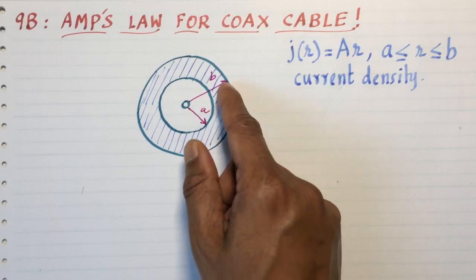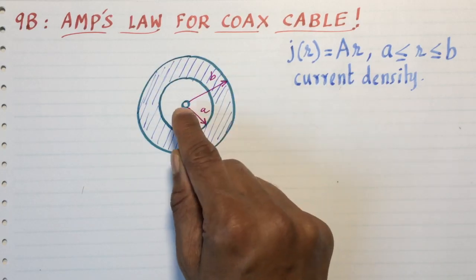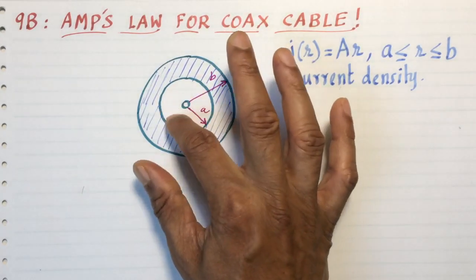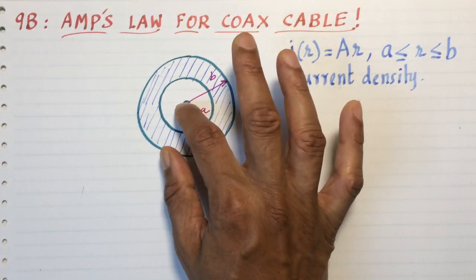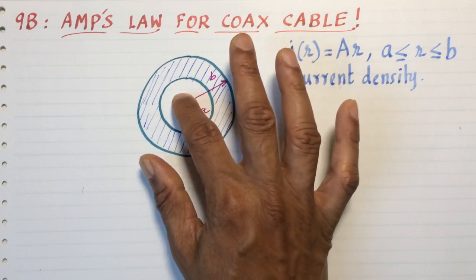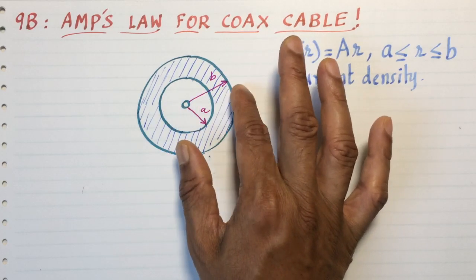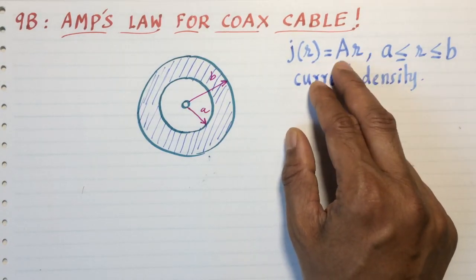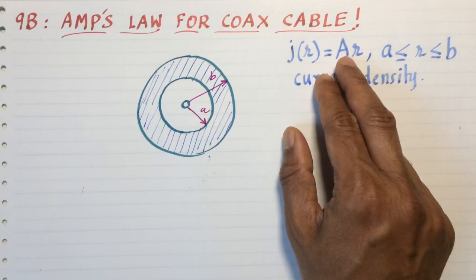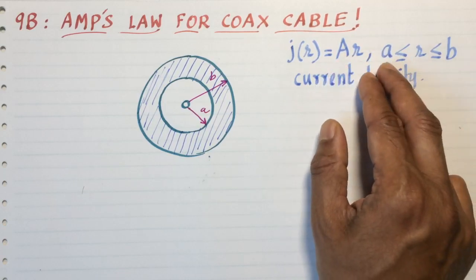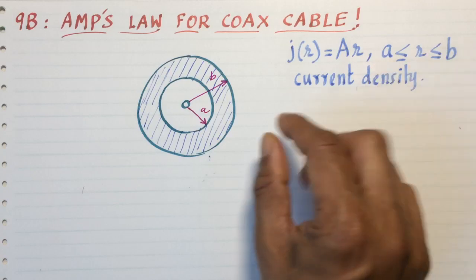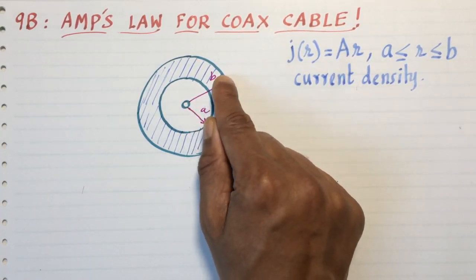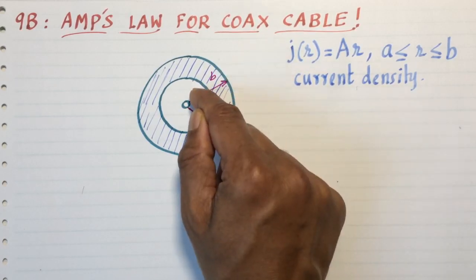But right now let's focus on the coaxial part. This is unknown current which we'll find in the end. But right now, inside this, if you remove that wire, inside this there is no current. In between A and B, there is a current given by the current density A times R, where A is some constant. This A is not amperes, it's some positive constant. Where A is less than or equal to R, less than or equal to B, just tells you that this current density only exists in the shell. Outside the shell there's none, inside the shell there is none.